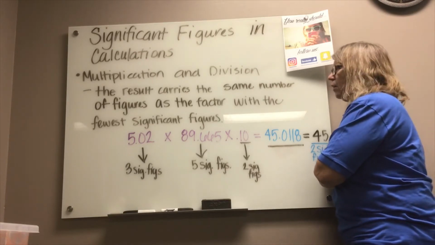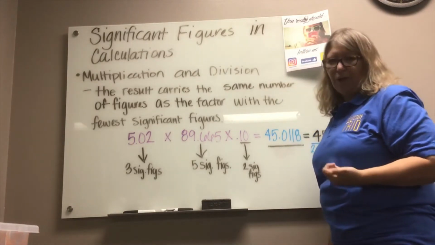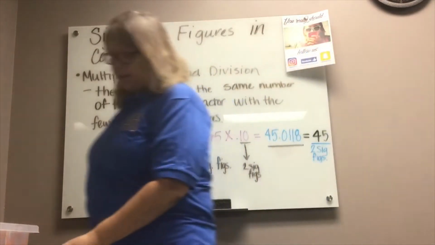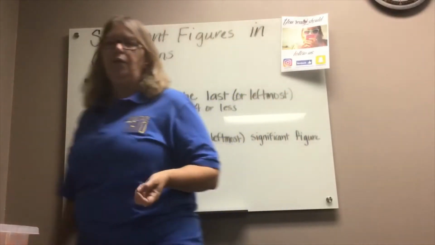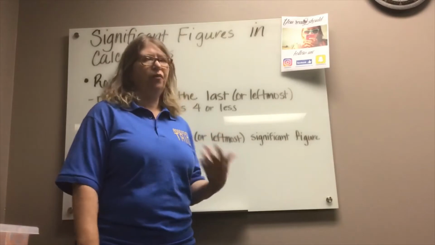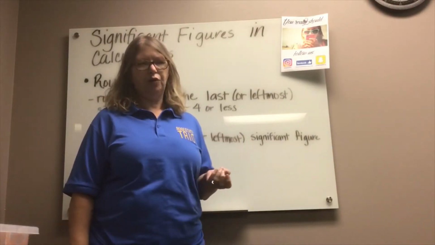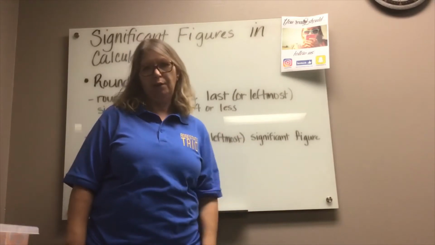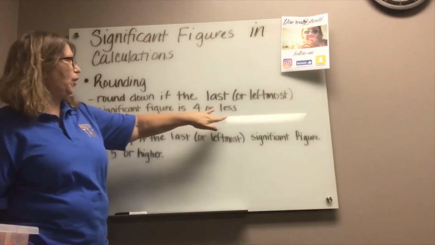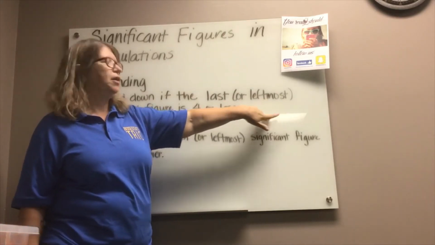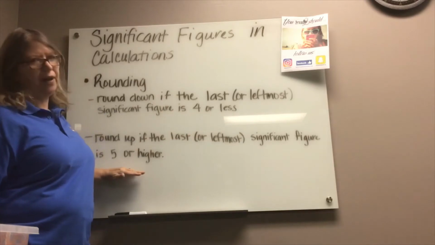Okay? So there are additional rules for rounding and addition and subtraction. So let's take a look at those now. Okay, so you've learned this in every math that you've ever had in junior high and high school, and maybe even elementary school. But rounding, you round down if your leftmost number is 4 or less, and you round up if it's 5 or higher.